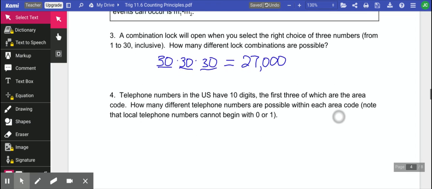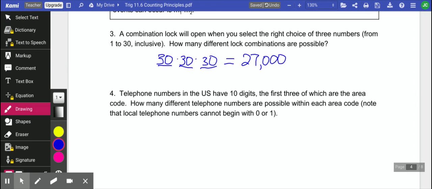So telephone numbers, this is actually a really practical example. Telephone numbers in the US, the first 3 are the area code. How many different telephone numbers are possible within each area code? Okay, so let's just focus on our area code, so 419. We want to know how many different possibilities for phone numbers there are if the first digits are already set. Okay, so this we're going to ignore. So we have 7 digits left to fill.